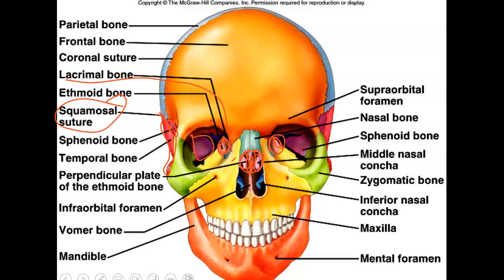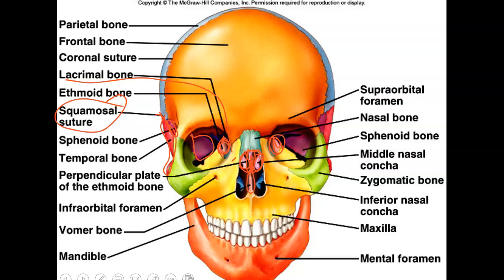Now coming on down, I'm going to go ahead and get this bone in here with it. That is the vomer. So the vomer and the perpendicular plate of the ethmoid bone come together to create the nasal septum. You have to know that. That's what separates your 2 nasal canals. The vomer and the perpendicular plate of the ethmoid bone come together and fuse and make the septum.